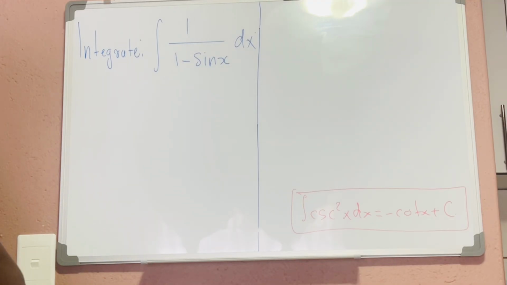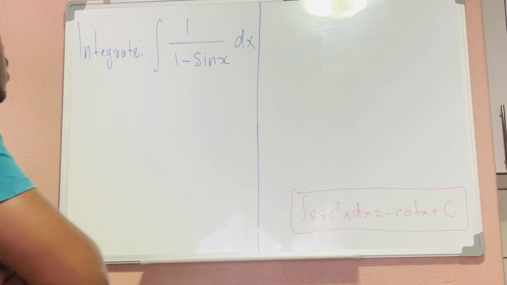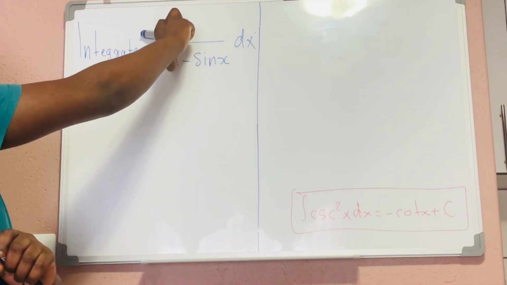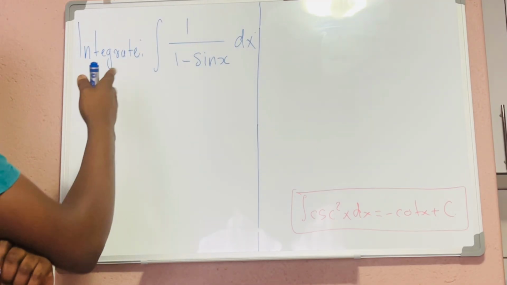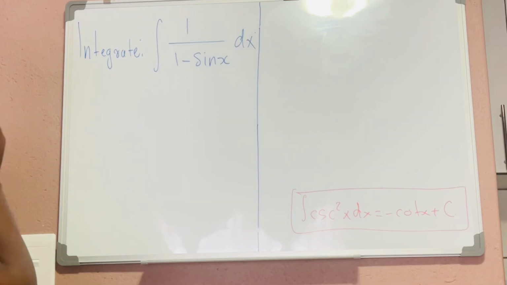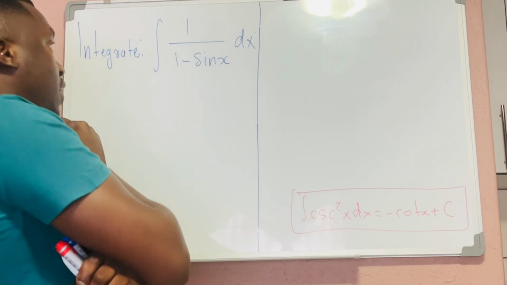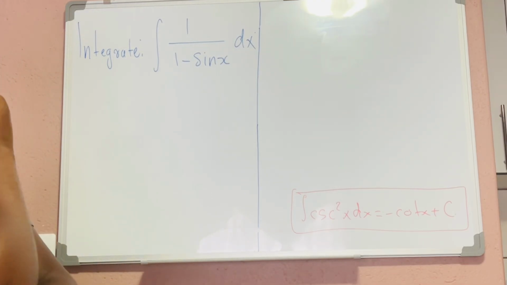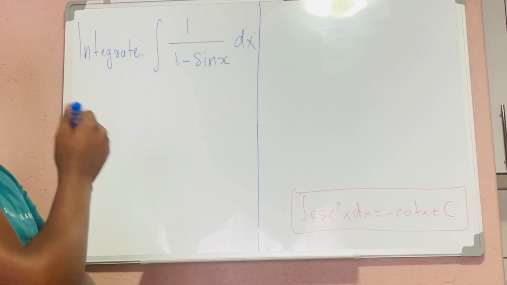I want us to look into this nice mathematical problem here. We want to integrate this function here, which is 1 over 1 minus sine x with respect to x, right?